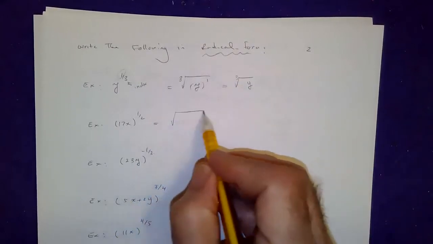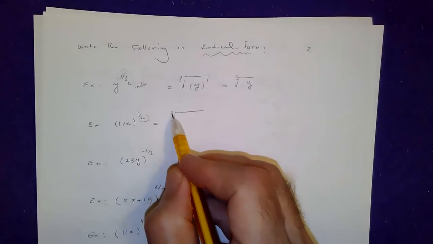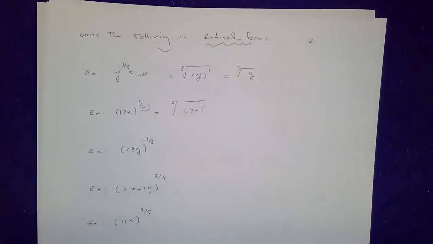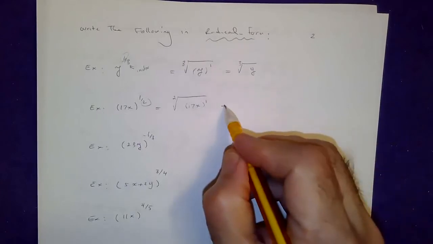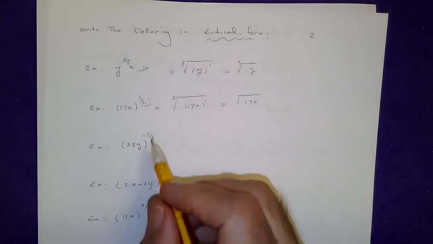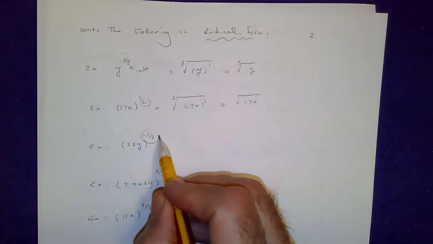What about this one? Remember the denominator is your index. So that reads the square root of 17x. What about a negative exponent?